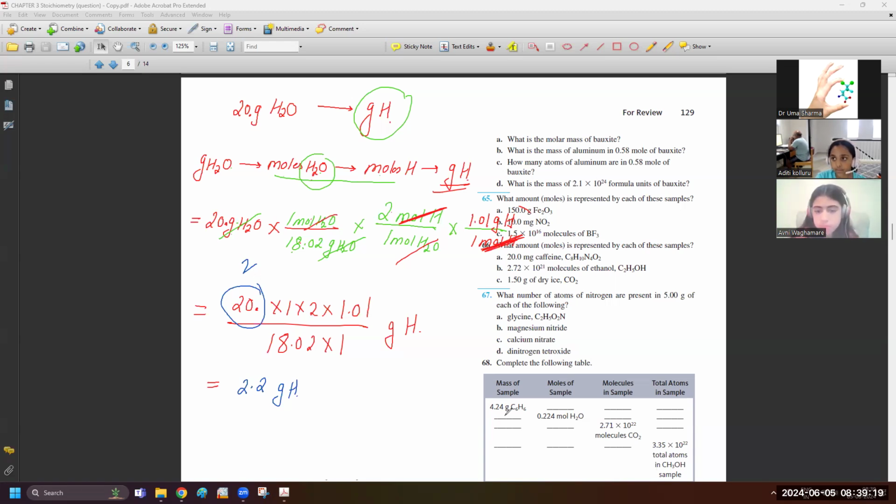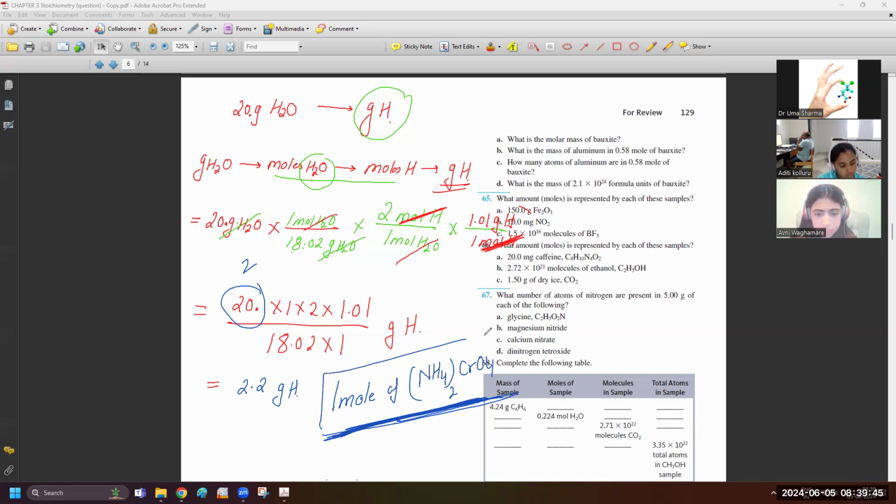If I give you 1 mole of ammonium chromate, look at the formula very carefully and answer my question. How many moles of hydrogen are here in this 1 mole of ammonium chromate?